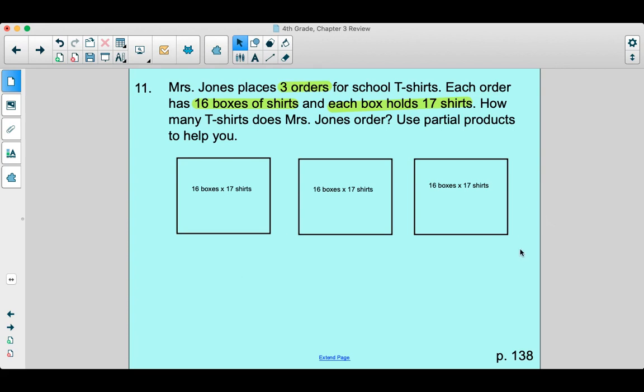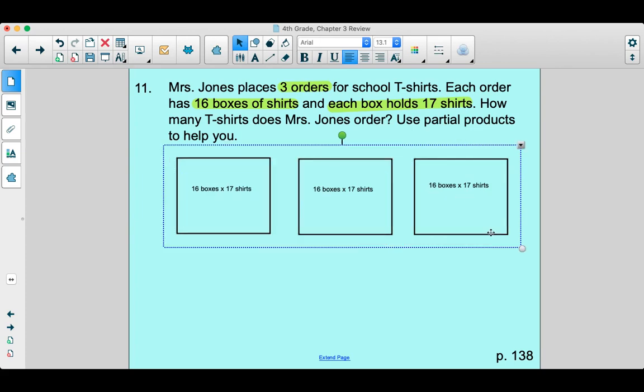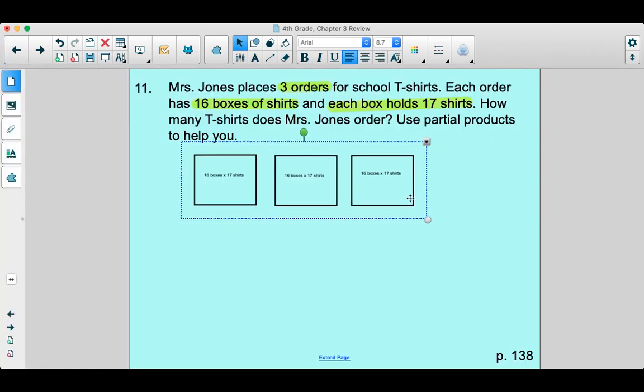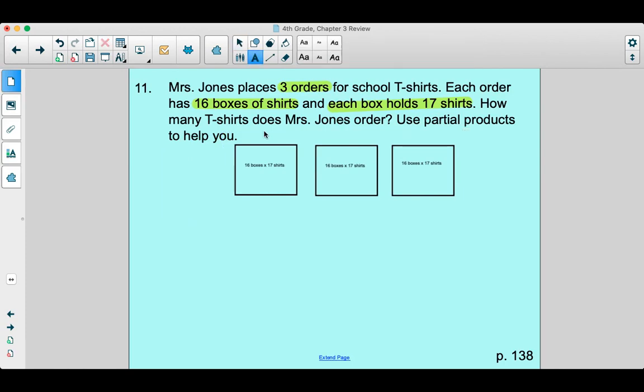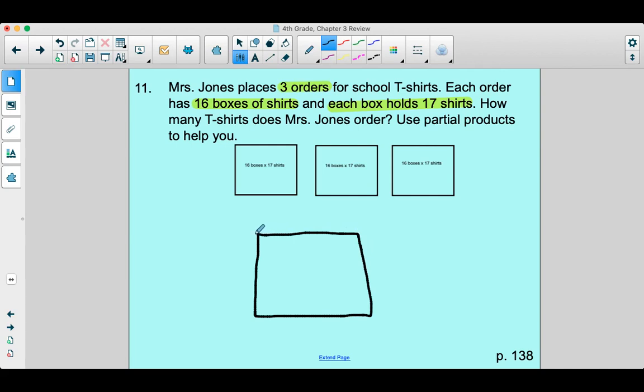I think I'm going to do that. I'm going to shrink this down so that I have more space. Okay. So 16 times 17. I am definitely going to draw an area model. So 16. Yeah, I'm going to make that a 10 and a 6. And 17 here. 10 plus 7 is 17. And 10 plus 6 is 16.